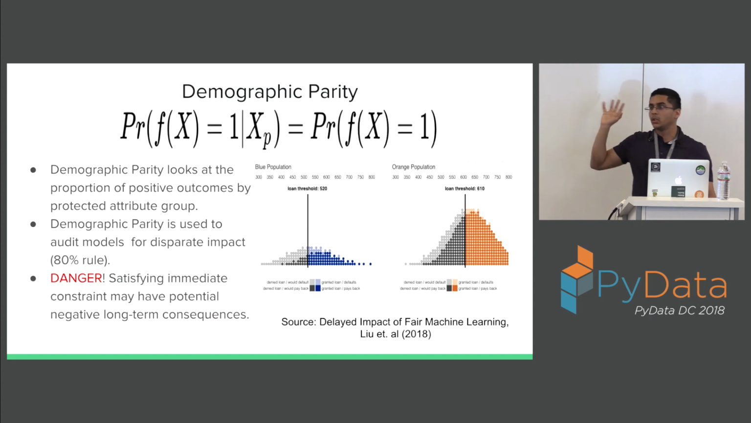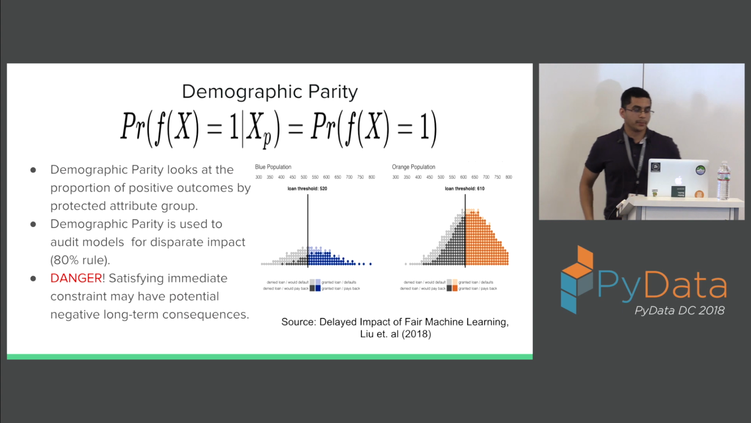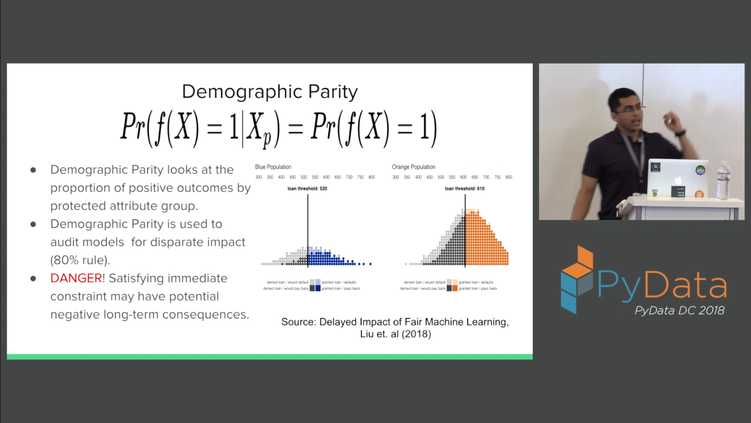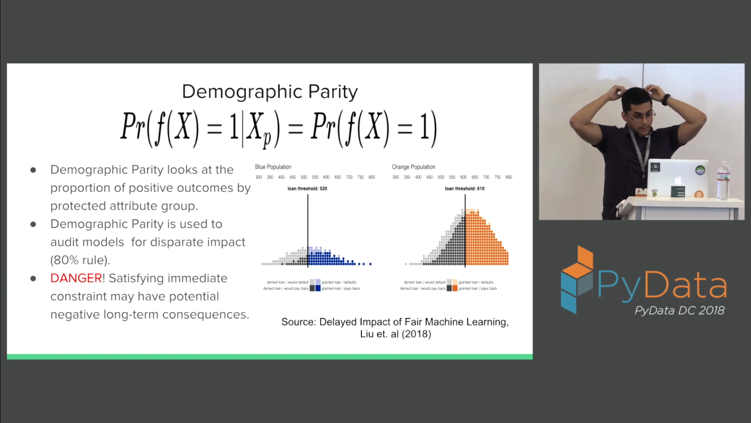There are really two big ways we think about classification parity. The first one is demographic parity. This basically looks at the proportion of positive outcomes by protected group. If we're talking about who gets a loan or not, is the likelihood of you getting a loan, based on your race or your gender, equal across all groups? That's essentially what the mathematical formula at the top says.